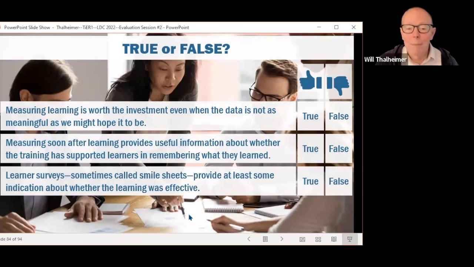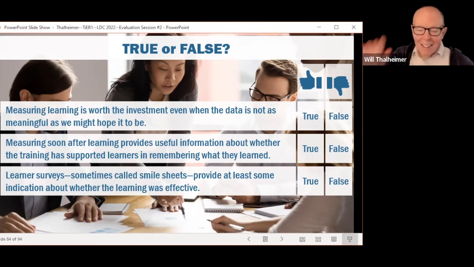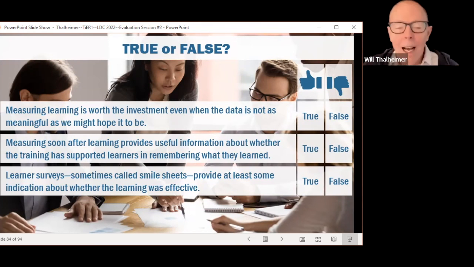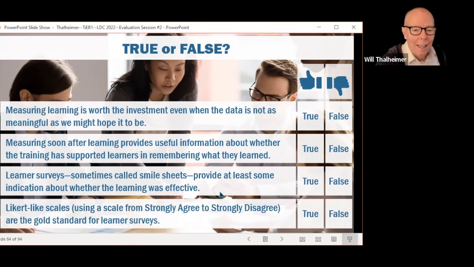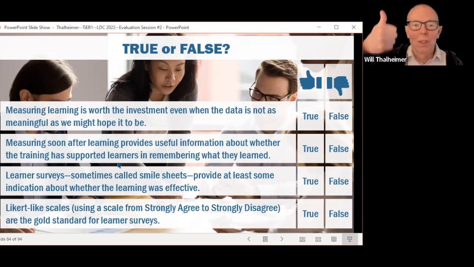Learner surveys, sometimes called smile sheets, provide at least some indication about whether learning was effective. Yeah, you guys are all over the place. So this is a trick question, right? Because poorly designed ones are going to tell us nothing or going to tell us worse than nothing. Well-designed ones can give us some hints about what's effective. And your final one, Likert-like scales using a scale from strongly agree to strongly disagree are the gold standard for learner surveys. True or false?